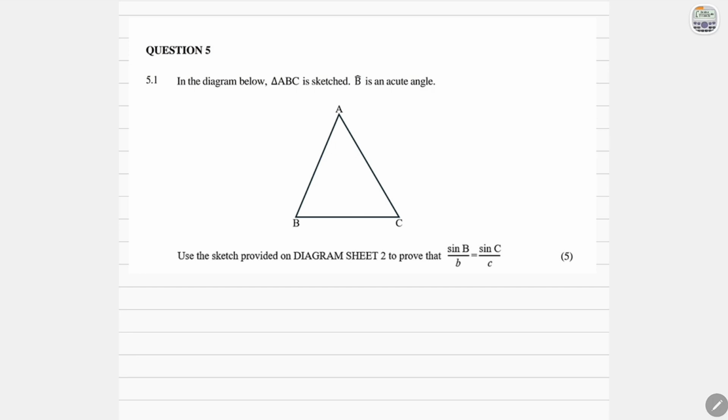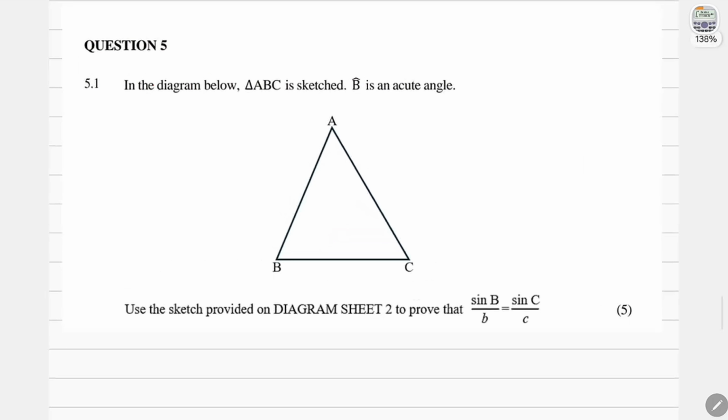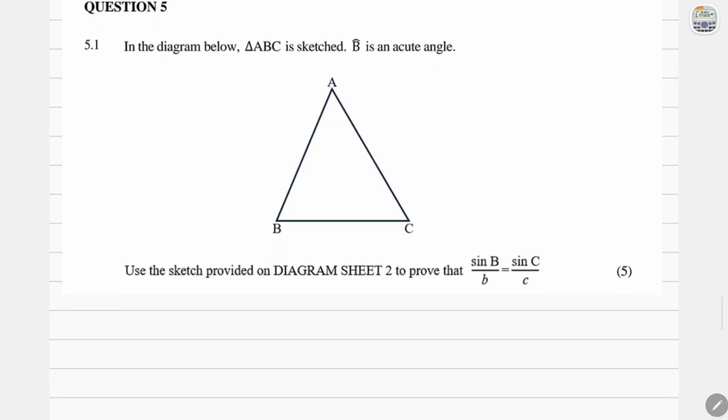Question 5.1 says, in the diagram below, triangle ABC is sketched, and they tell us that angle B is an acute angle. Use the sketch provided on diagram sheet 2 to prove that sine B over b equals sine C over c. Okay, so we are proving this sine rule using an acute angle triangle.